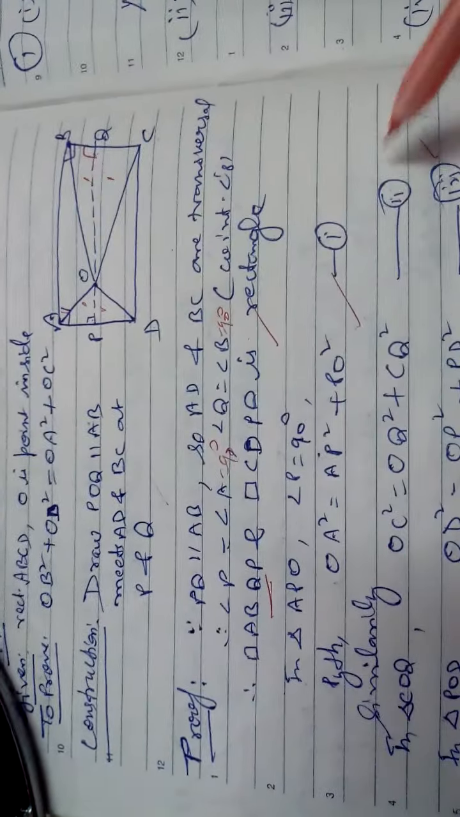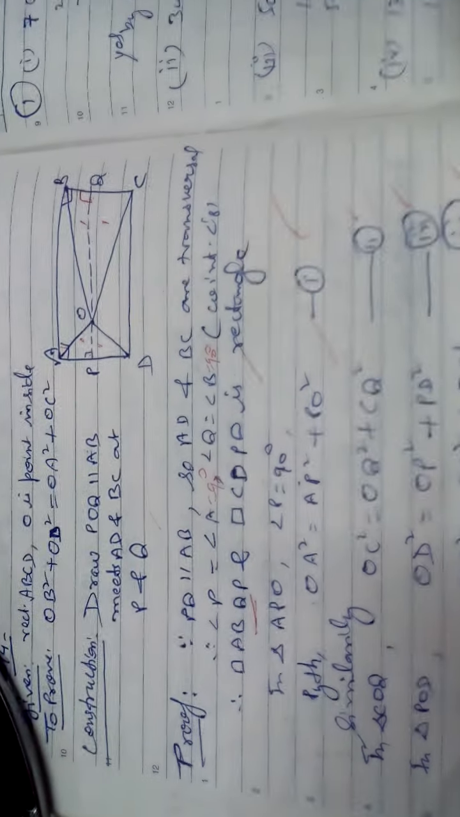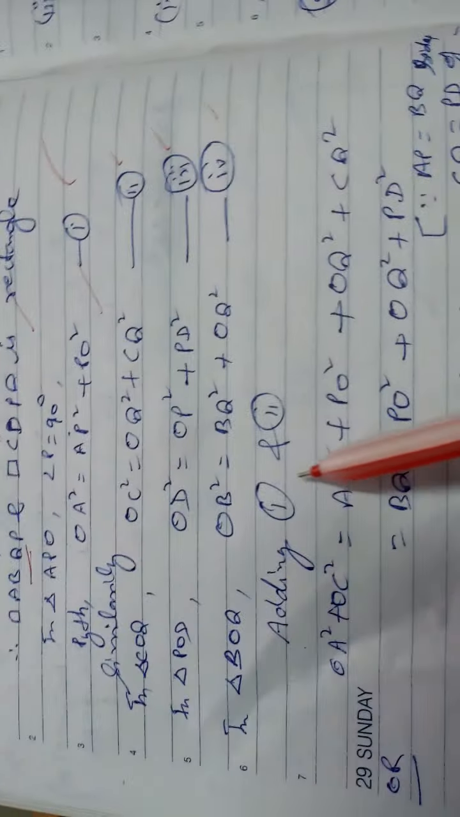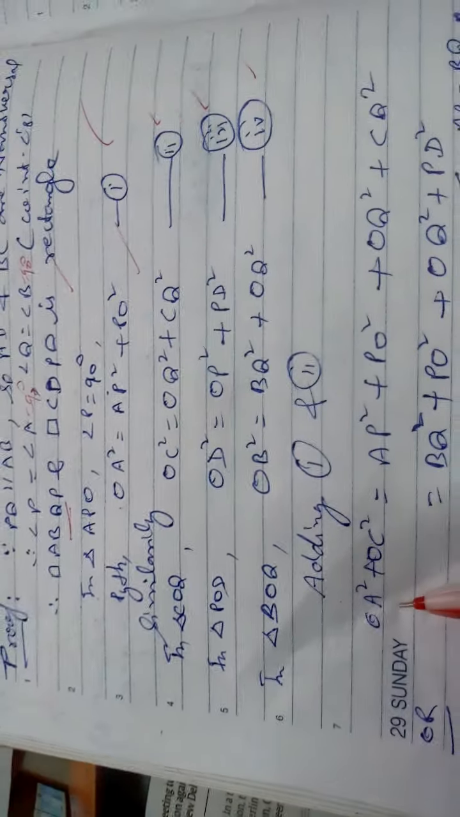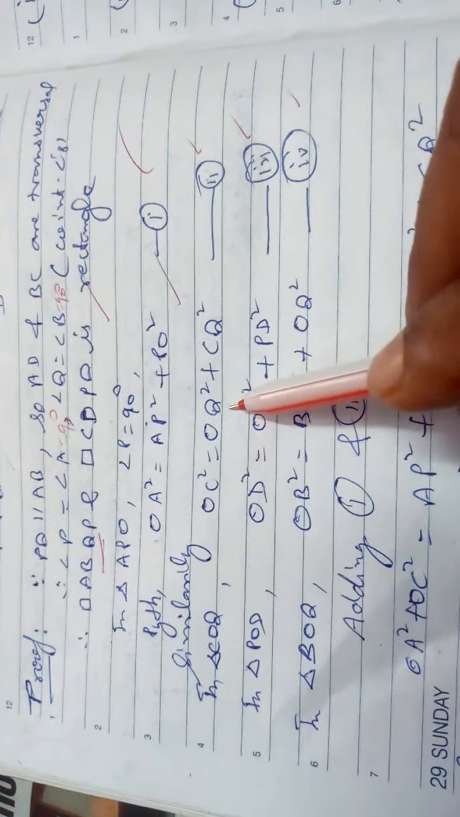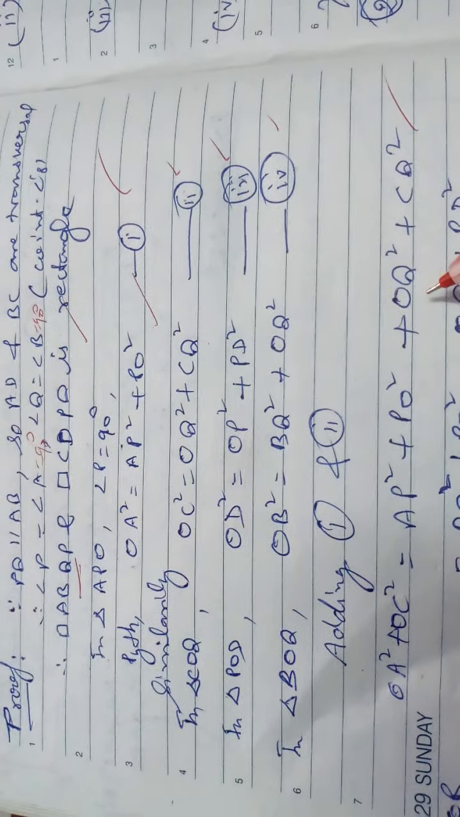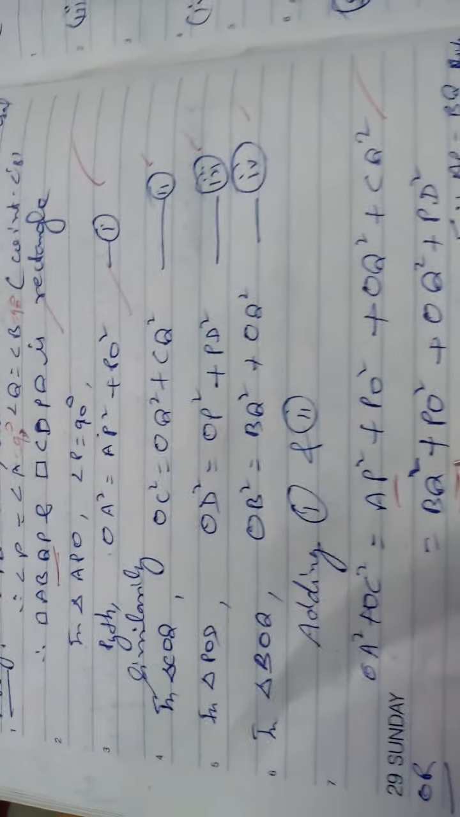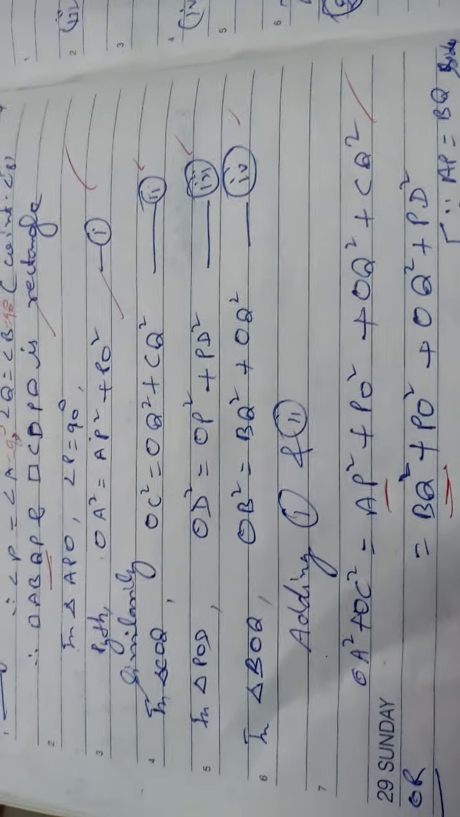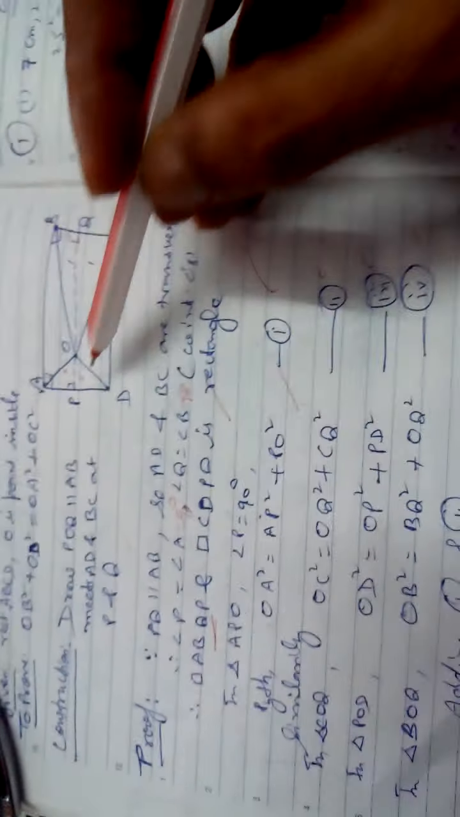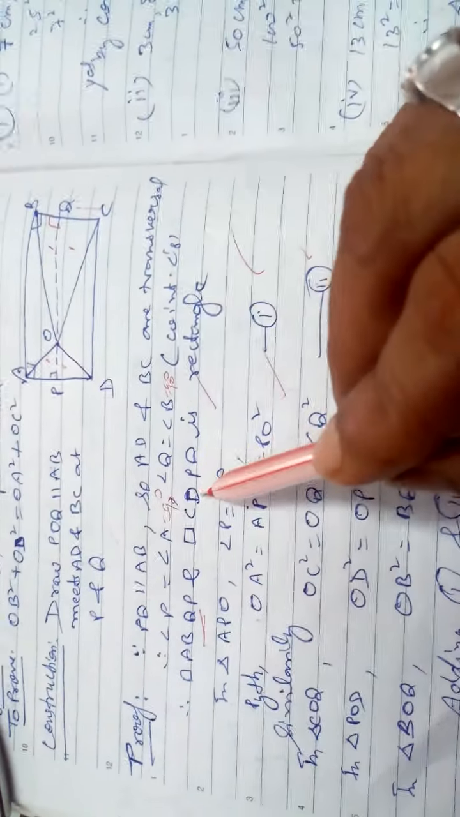You are getting these four equations. Now, according to this, what you want on one side is OA and OC, so you will add first and second. When I am adding first and second, I get OA square plus OC square is equal to AP square plus PO square plus OQ square plus CQ square. Arrange this. Now, AP is equal to BQ. Why? AP is equal to BQ because of the opposite sides of a rectangle. PD is equal to CQ. PD is equal to CQ because you have proved it is a rectangle.